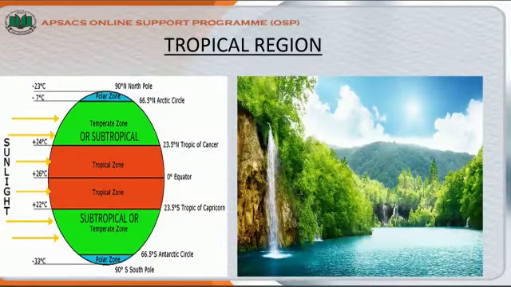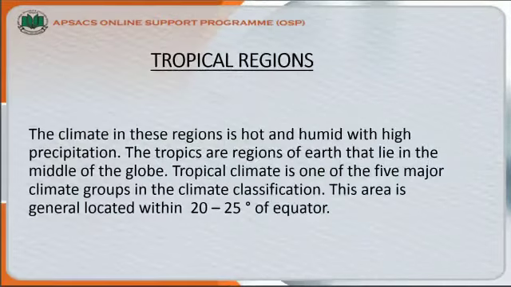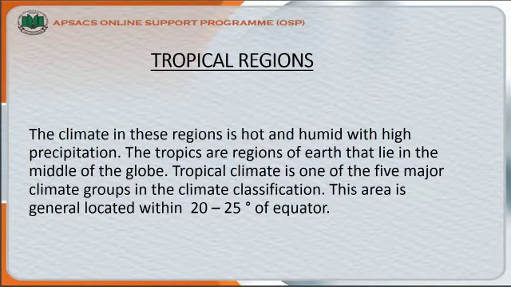Tropical regions or zone are found above the equator and below the equator. Here there is lot of rain and temperature is hot. Tropical regions. The climate in these regions is hot and humid with high precipitation. The tropic areas of the earth lie in the middle of the globe. Tropical climate is one of the five major climate groups in the climate classification. This area is generally located within 20 to 25 degrees of equator.